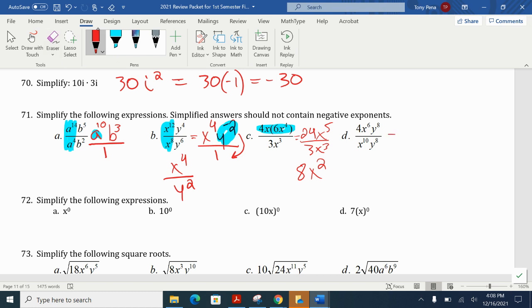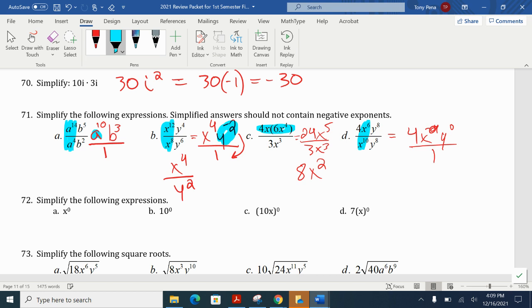Last, the 4. There is nothing the 4 is getting divided by other than a 1. So we're just going to rewrite that. When we look at these x's, though, you're going to be taking the 6, subtracting a 10. 6 minus 10 is a negative 4. And then if I have y to the 8th divided by y to the 8th, that would give me y to the 0. And again, as of right now, we would just have a 1 in our denominator.